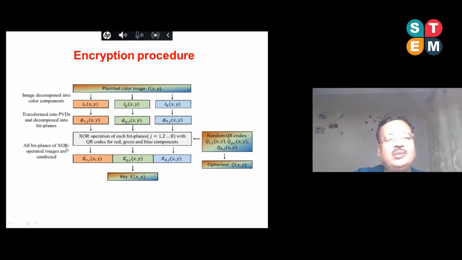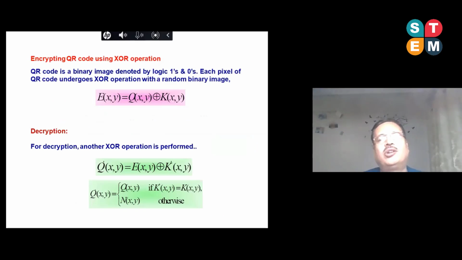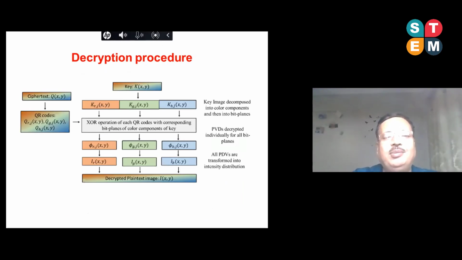All bit planes of the XOR operated images are then combined. So we have this K_RJ, K_GJ, K_BJ, and at the end we combine them, and what we get is the key KXY. And here we have the ciphertext QXY. So QXY and KXY, which I showed you here, this is the same principle we apply for obtaining the encryption. Here the steps are more because of the color pattern. If it is binary, then those steps will go away.